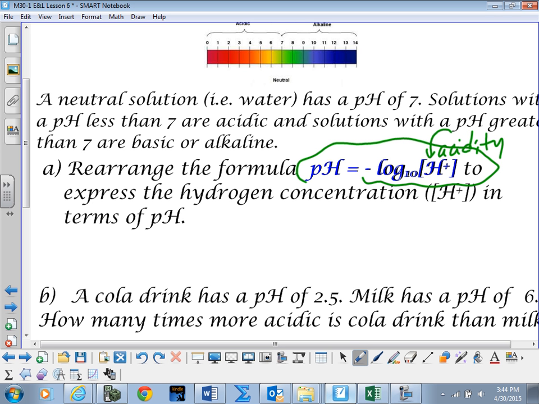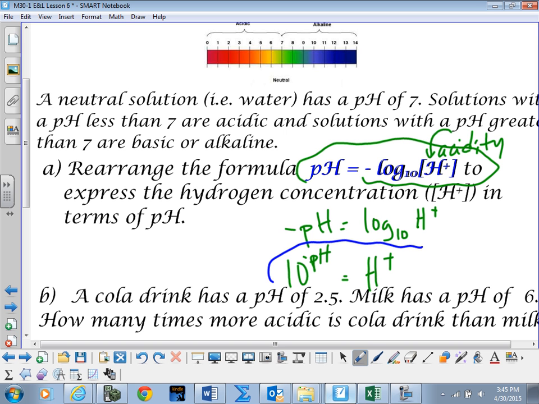So if we rearrange this formula in terms of pH, what I want you to see is that the base is 10. I want to get rid of the negative first, so negative pH is equal to log base 10 of the H plus. All I did was get rid of the negative first. Now I'm going to switch to exponential. 10 to the power of the negative pH is equal to the hydrogen concentration. So this is the formula we're going to use to answer the next couple of questions.